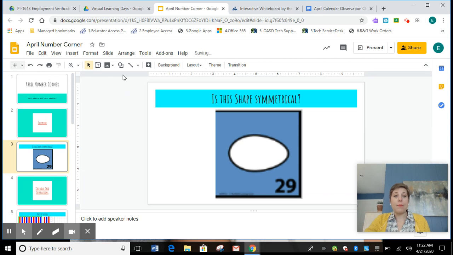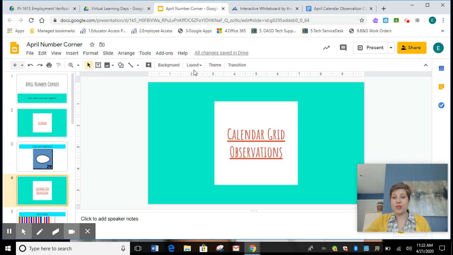But let's see what would happen if we divide this shape horizontally instead. Does that half look the same as this bottom half? Yes, it does. If we divided horizontally, those two sides would line up. So this shape does have symmetry.